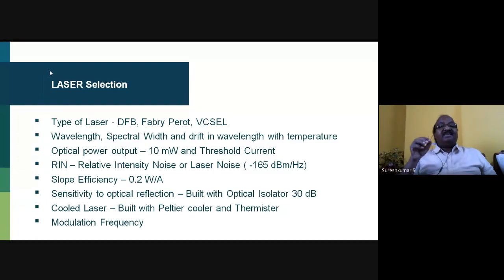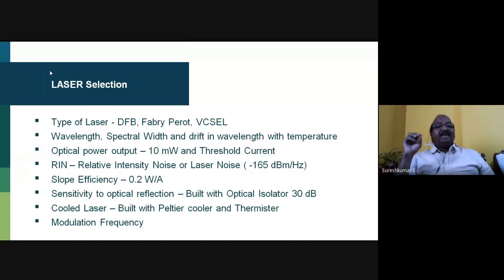And then sensitivity to optical reflection. What happens is these lasers not only emit radiation, but when there is a reflection coming back to the laser, it tries to create a standing wave pattern in the fiber and generate a ripple in the noise floor of the RF channels. I'll show those figures. So optical reflection towards the laser has to be prevented. Nowadays DFB lasers come with built-in optical isolators, which give 30 dB isolation.